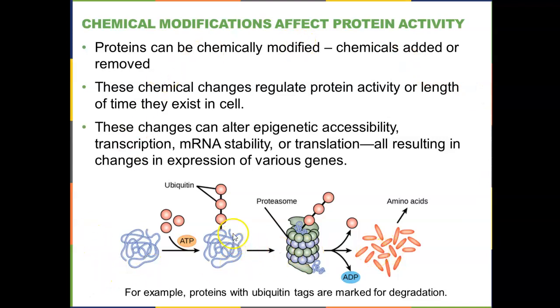The reason we do this is because this could misfold. If it misfolds in the wrong shape, it won't do what it's supposed to do, and it may do something else that we don't want to have happen inside the cell. Shape is everything in proteins. So they're degraded preemptively before anything bad happens. That's the idea of ubiquitinization, adding ubiquitin tags to all proteins in the cytoplasm.